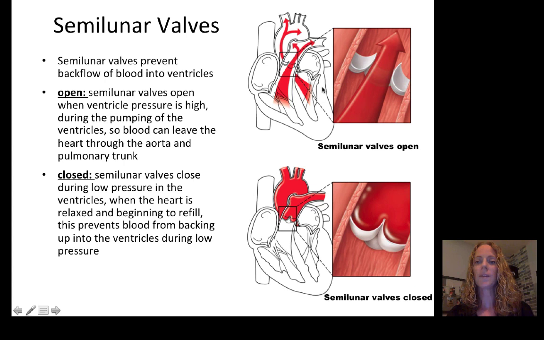So here's a view of how they are when the ventricles are pumping and they're open. They're allowing the blood to go through the pulmonary trunk and through the aorta when the ventricles are high pressure and pumping. Note at this point that the AV valves should be closed. And then when the pressure in the ventricle goes down, they will close their cusps and catch the blood so that it doesn't go backwards into the ventricles. These are called the semilunar valves because their cusps look like little half moons.